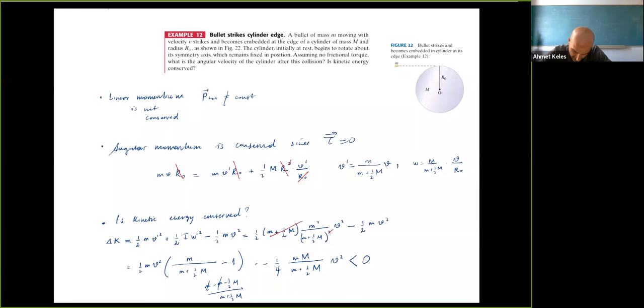What this means is kinetic energy decreases. This is an inelastic collision. So I think that's all for me.